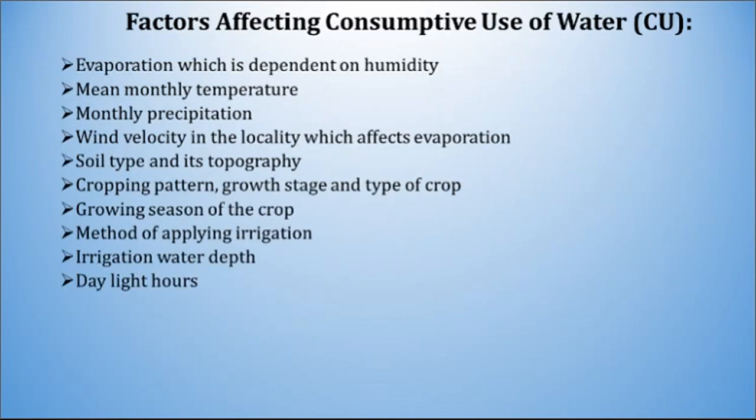So what are the factors affecting this consumptive use of water? These are evaporation, which is dependent on humidity, mean monthly temperature, monthly precipitation, wind velocity in the locality which affects evapotranspiration, soil type and its topography, cropping pattern, growth stage and type of crop, growing season of the crop, method of applying irrigation, irrigation water depth and daylight hours. All these factors will affect the consumptive use of water.